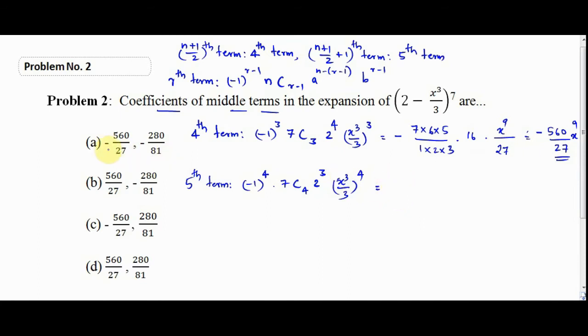If you check the options A and C, we have 280 by 81 with a minus sign here and 280 by 81 with a plus sign here. The fifth term will have a plus sign, so therefore the right answer should be option C. We need not calculate the entire thing to get the right option here. So the answer will be minus 560 by 27 and 280 by 81.